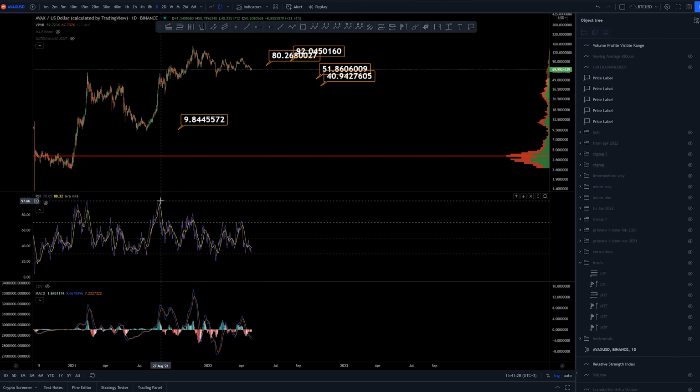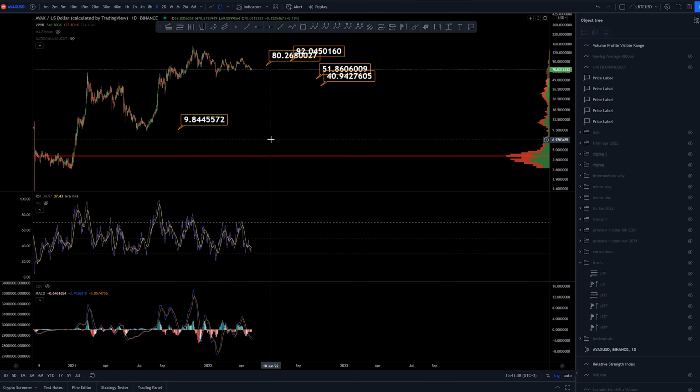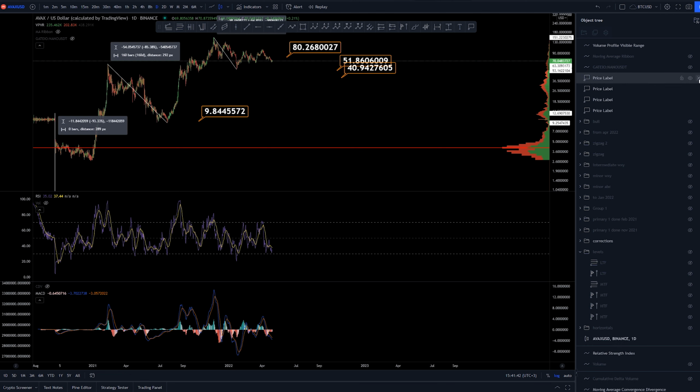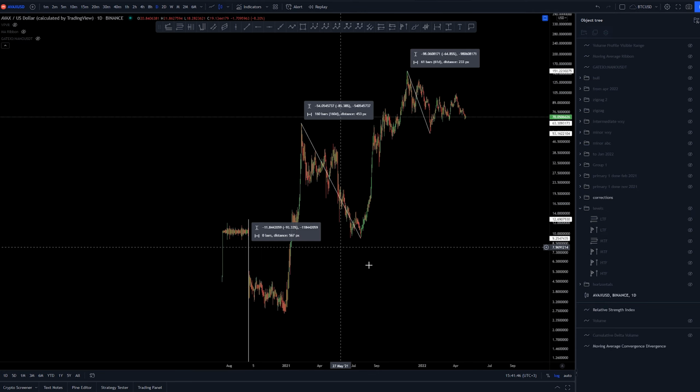RSI is telling us the same thing. This could be some kind of 3 here and a 5 here. Not much similar action on here though, but we'll look into that once we get into the Elliott Waves stuff. Let's clean up the chart a bit and jump into the Elliott Waves stuff.